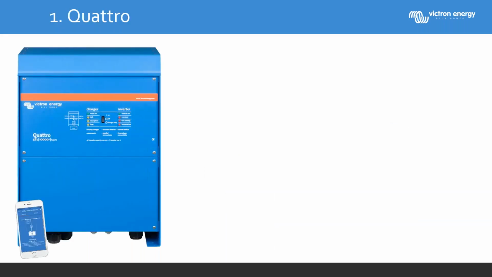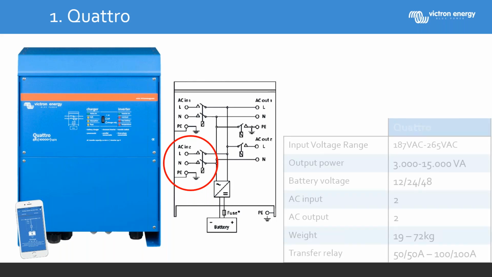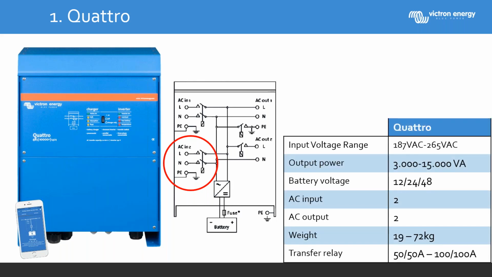The Quatro, the bigger brother, was launched in around 2004. The first Quatro was brought into our range. It's already been around for a very long time, 18 years. And the only major difference is that this now has a second AC input. So you can wire another AC input source into the Quatro. Also, they are much larger. They go up to 15 kVA.